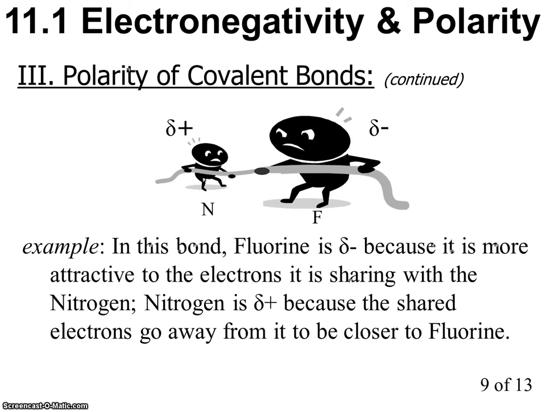So again, back to our nitrogen and fluorine, we would label nitrogen as being the partially or relatively positive of these two, and fluorine is the relatively negative of the two. And again, this is because fluorine is more attractive to the electrons it's sharing. Nitrogen is the positive because the electrons are leaving it to be closer to the more electronegative fluorine. So electrons are traveling in this direction from the nitrogen to the fluorine.